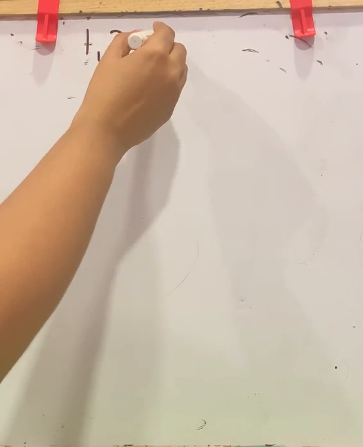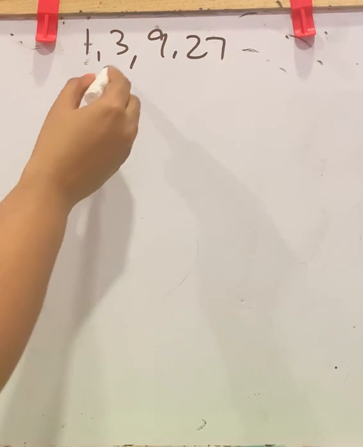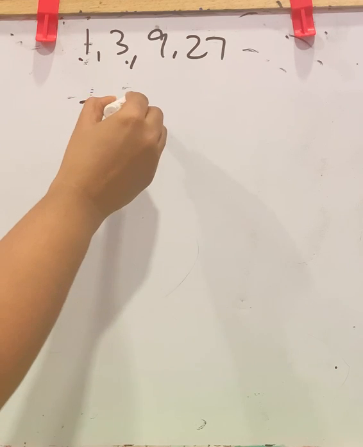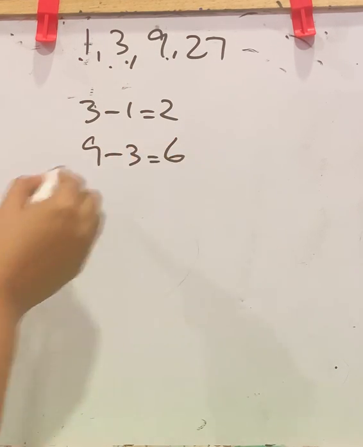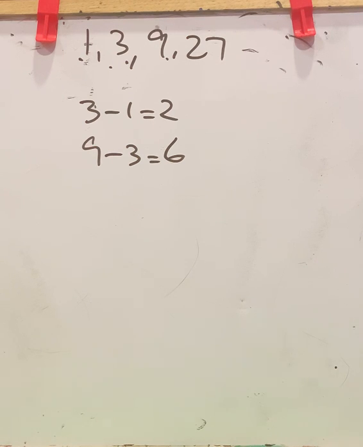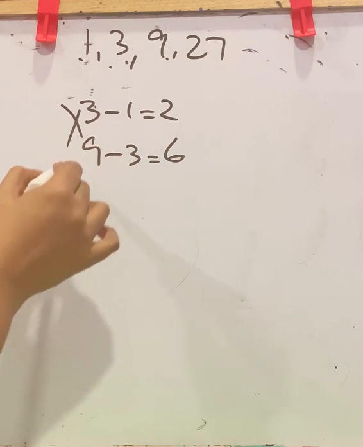1, 3, 9, 27. A2 minus A1, 3 minus 1, 2. 9 minus 3, 6. Is it the same? No, it is not the same. So, this is not an AP.